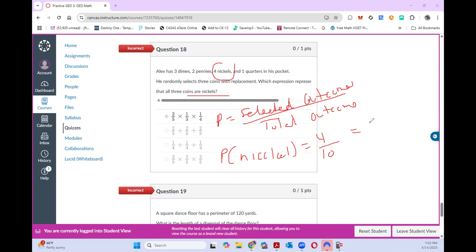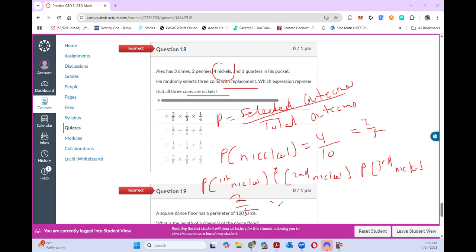2/5, 2/5. So they want to know the probability of picking 3 nickels. So the probability of picking my first nickel times the probability of picking my second nickel. So I would have to do that 3 times, correct? Times the probability of picking my third nickel. Oh, they said with replacement, that means you're putting it back. So any time you pick a nickel, it's 2/5 times 2/5 times 2/5.